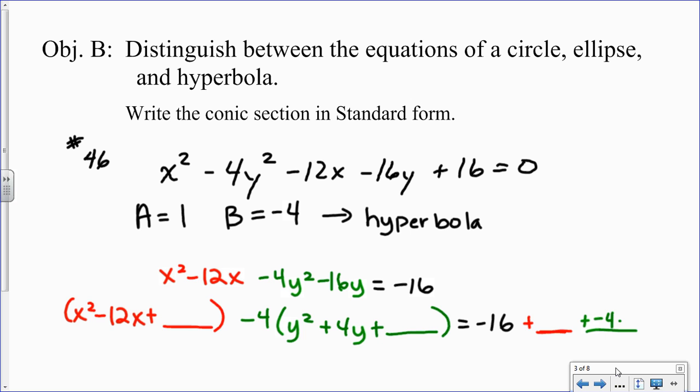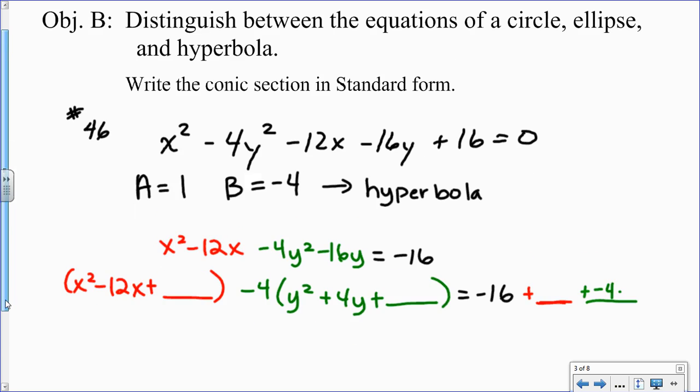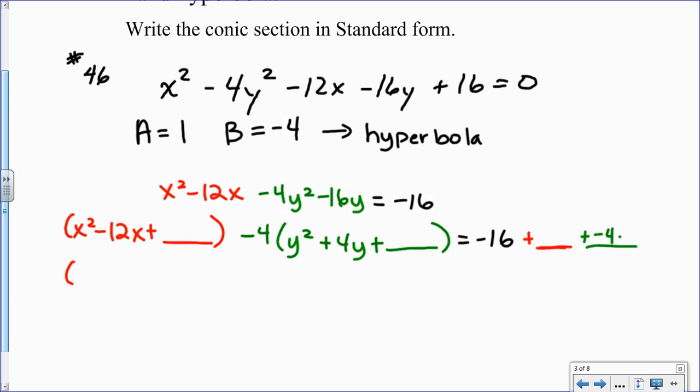Okay, so complete the square, b over 2 squared. Negative 12 over 2 squared is negative 6 squared, which gives us 36. So add 36 to the left and the right.